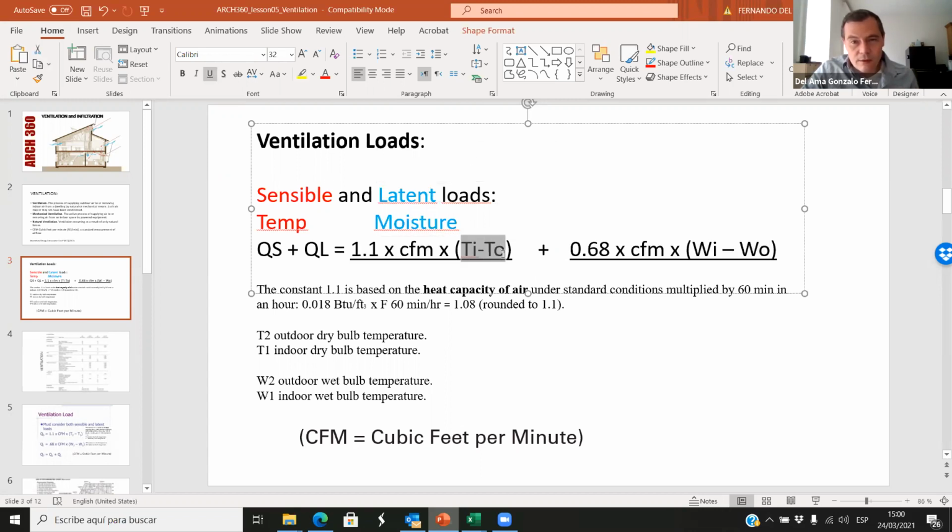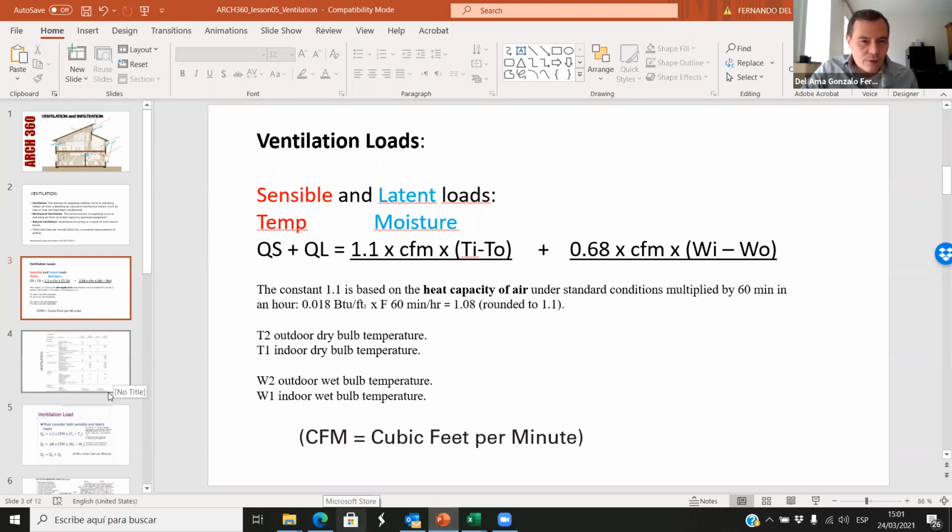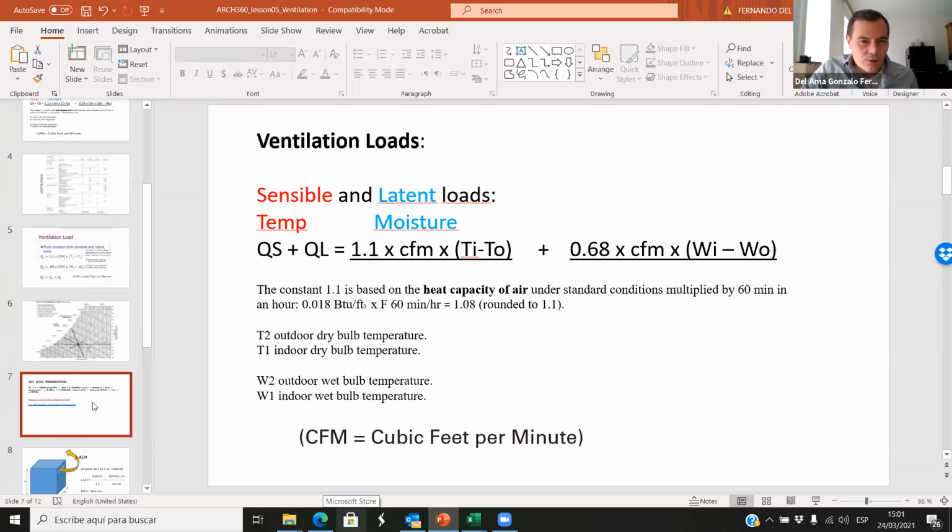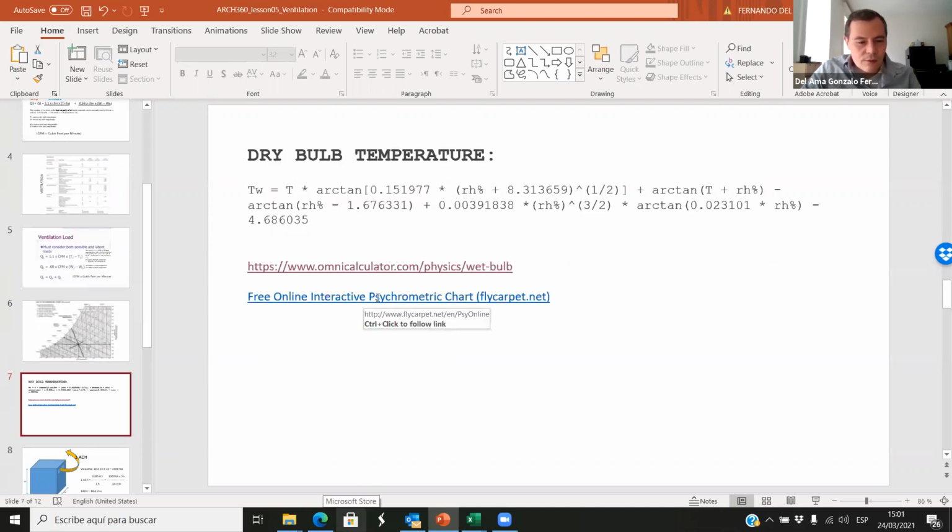And here we have to use the dry bulb temperature, indoor minus outdoor temperature. And here we have to use the wet bulb temperature. If you remember, when we were working with systems, we used a different thing. We used the enthalpy. Okay, so that's another way to use this, if you remember this chart.